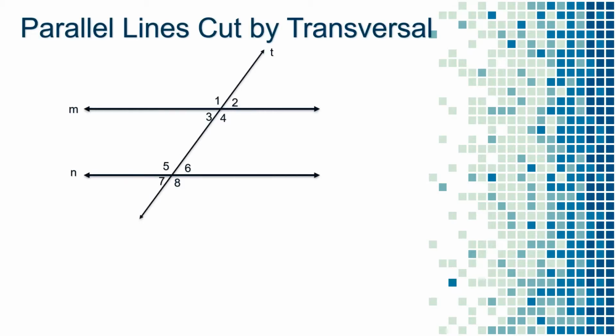Isa-isahin natin ang mga ito. So in the figure, we have line M and line N are parallel, and P is the transversal. So the angles formed are angle 1, angle 2, angle 3, angle 4, and on the lower part, angle 5, angle 6, angle 7, and angle 8.